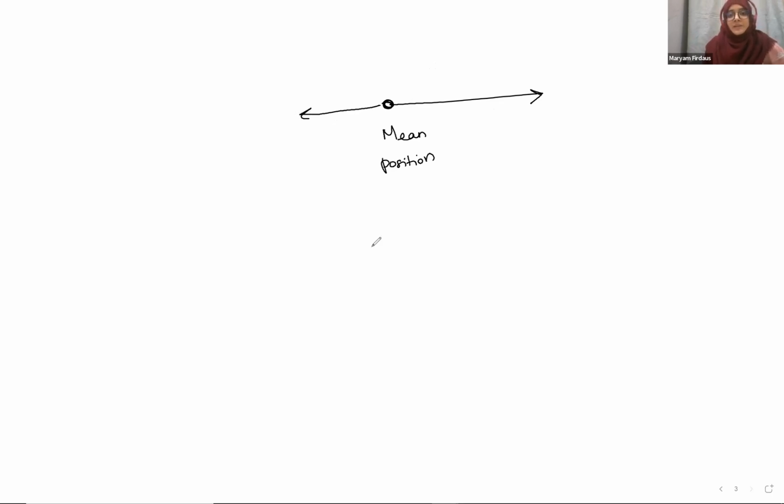Now, Hiba, I'll have a small activity for you. Let's say you are standing over here. Just write this down. You have moved 5 meters in the positive direction. So this is your mean position. So let's make a number line, and I hope you're doing this along with me.